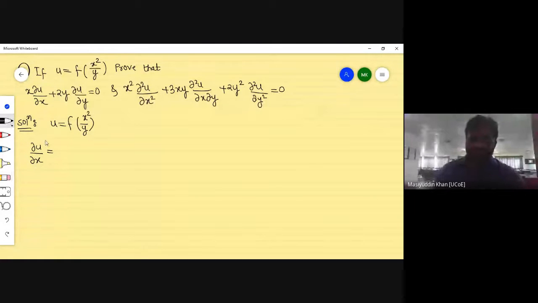So while differentiating this function with respect to x, the derivative of f of x is f dash of x. So derivative of this part will become what? F dash of x square by y into derivative of this function with respect to x again. So derivative of x square will become what? 2x. y is in the denominator, so it will remain as it is. So hope these things are clear to everyone.